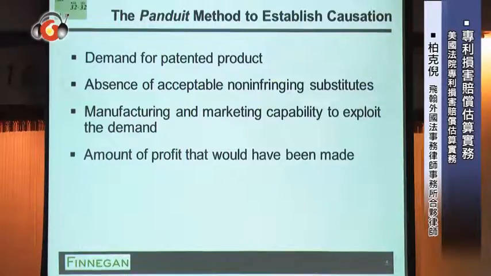And then finally is the amount of profit that would have been made. How much profit was actually lost as a result of the infringement?